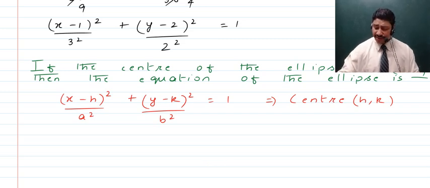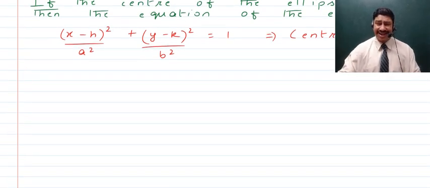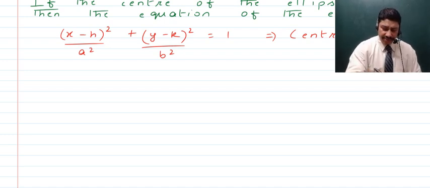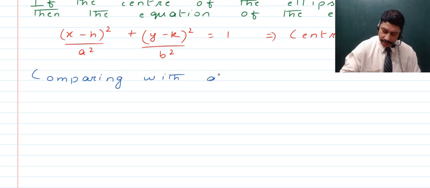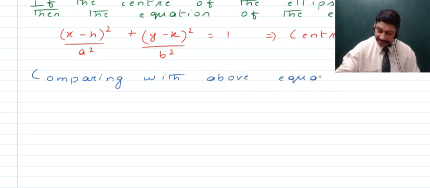Now after you found out the value of a and b, now is the task of finding out the value of the eccentricity. So here, children, you will say that, comparing with the above equation. Obviously you will have to write these statements, that's why I am writing this for you, right?